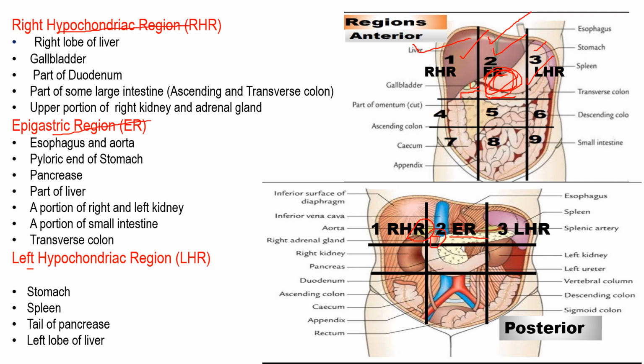Next region is left hypochondriac region, and this region contains stomach, spleen, transverse colon, and some portion of descending colon. And when we see this region from posterior view, then spleen, tail of pancreas, this is tail of pancreas, and upper portion of left kidney with left adrenal gland are present in left hypochondriac region.